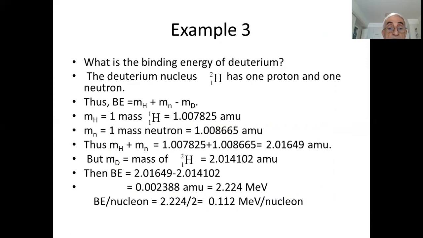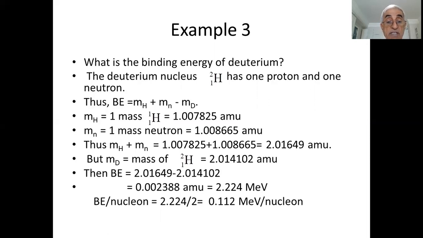Example 3. What is the binding energy of deuterium? The deuterium nucleus, H-1-2, has 1 proton and 1 neutron. So the binding energy equals mH plus mn minus md, where mH, the mass of a proton, equals 1.007825 atomic mass unit, and mn, the mass of a neutron, equals 1.008665, and md is the mass of the nucleus of deuterium.